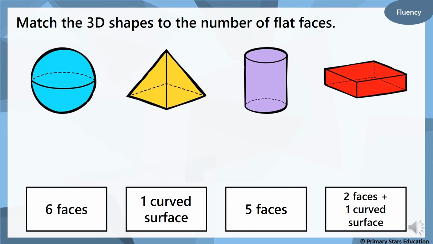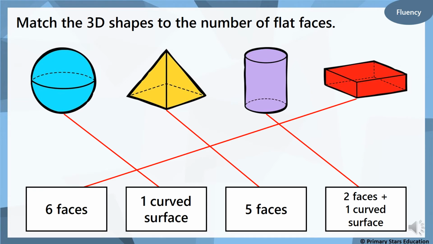Okay, now let's check. 1 curved surface, a sphere. It's a bit of a tricky shape, that one, isn't it? Okay, we've got 5 faces on our pyramid. We have got 2 faces and 1 curved surface on our cylinder. And 6 faces on our cuboid. That one's much more straightforward.